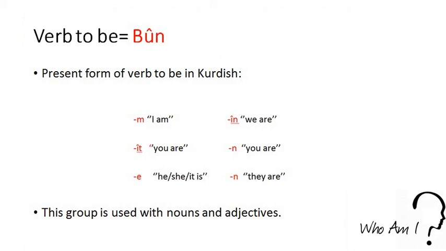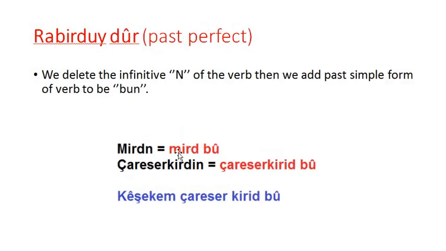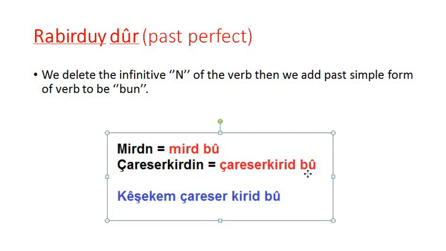Look. So here I add the stem, or in Kurdish we call it qad, of the verb. Okay? So it becomes mirdibu. Mirdin becomes mirt, and we add bu, it becomes mirdibu. It means it happened a long time ago. Çareser kirdin, put the N away, it becomes past, but you add bu with the verb, it becomes past perfect. So çara ser kirdibu.